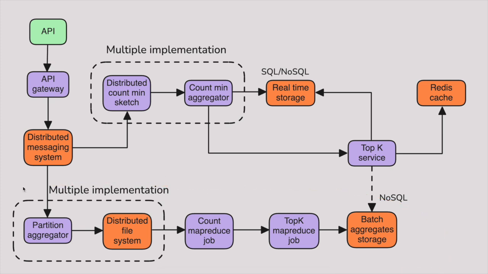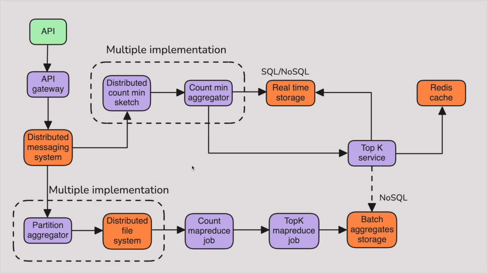In this video, we're going to talk about the most popular ways to go about it. We're going to talk about the Lambda architecture, where we'll have two different flows. One is for the real-time aggregates, and the other one is for the batch aggregates. We'll also touch base on data structures like the count-min sketch data structure that will compute the real time.